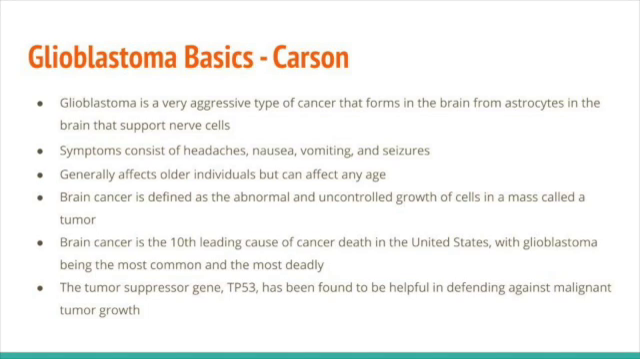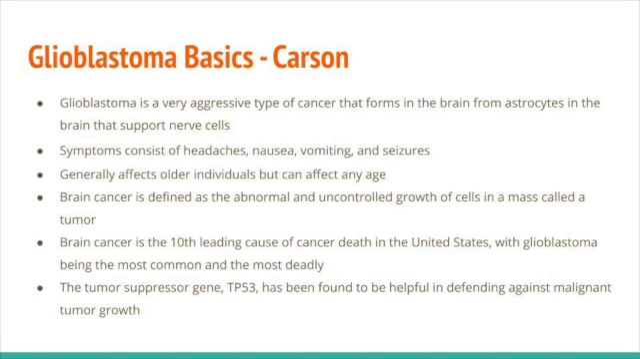Essentially, glioblastoma is a very aggressive type of cancer, and it forms in the brain on cells called astrocytes, which support the nerve cells in the brain. This disease can affect anybody. It generally affects older individuals, but people of any age can suffer from it. The symptoms generally consist of headaches, nausea, vomiting, and seizures.